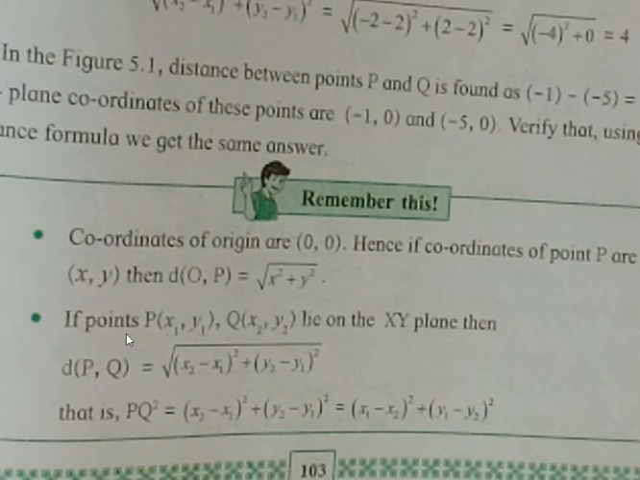Then if points P (x1, y1) and Q (x2, y2) lie on the xy plane, then distance PQ is equal to under root (x2 minus x1) to the whole square plus (y2 minus y1) to the whole square. Suppose we square both the sides, then the square root sign gets cancelled and PQ square is equal to (x2 minus x1) to the whole square plus (y2 minus y1) to the whole square.